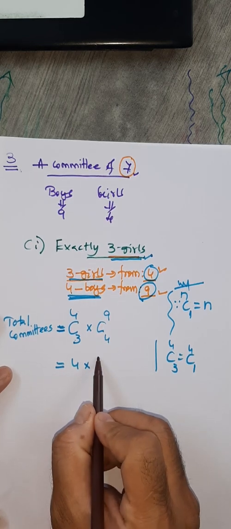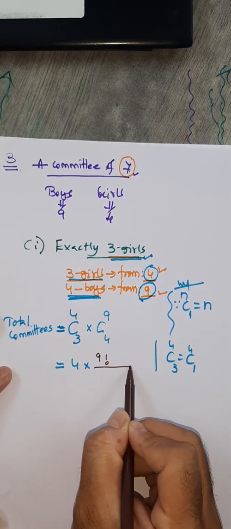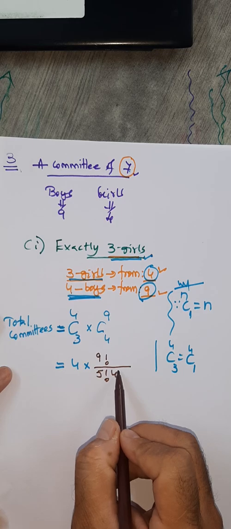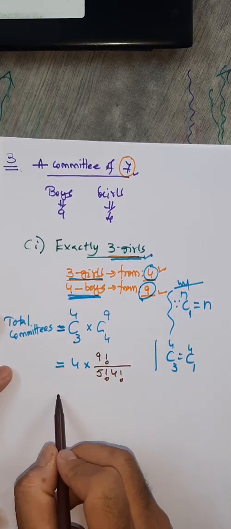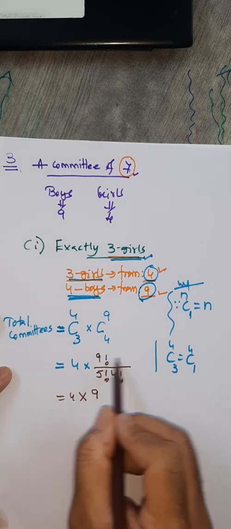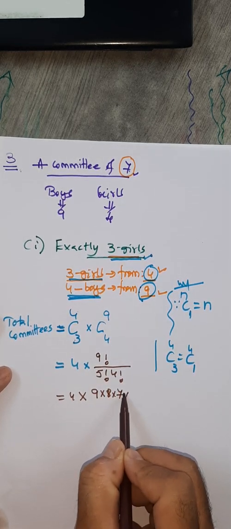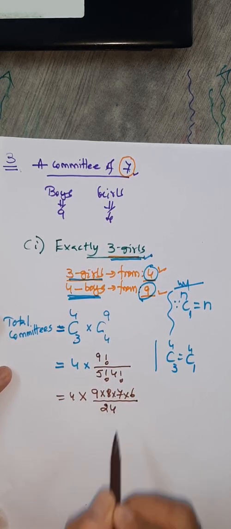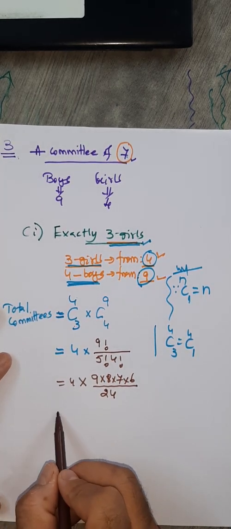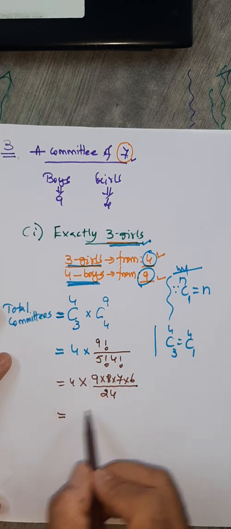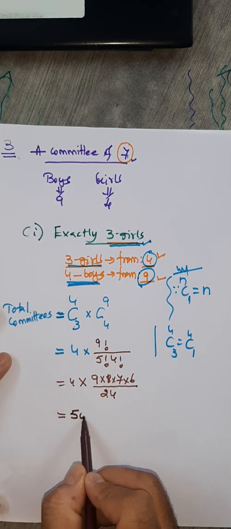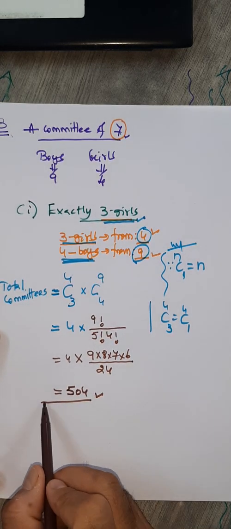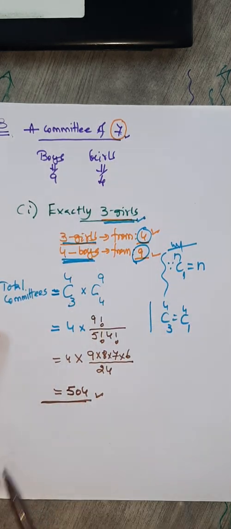What about 9C4? I'll write it directly now. If you want, let me write the formula here, no problem. 9 factorial upon 5 factorial into 4 factorial, since 9 minus 4 is 5. Now let's simplify. You will take up to 5 factorial: 9 into 8 into 7 into 6, over 4 factorial. 4 factorial, you know, is just 24. If you simplify this, you will get 504. Total this many committees can be formed in which there are exactly 3 girls and 4 boys.